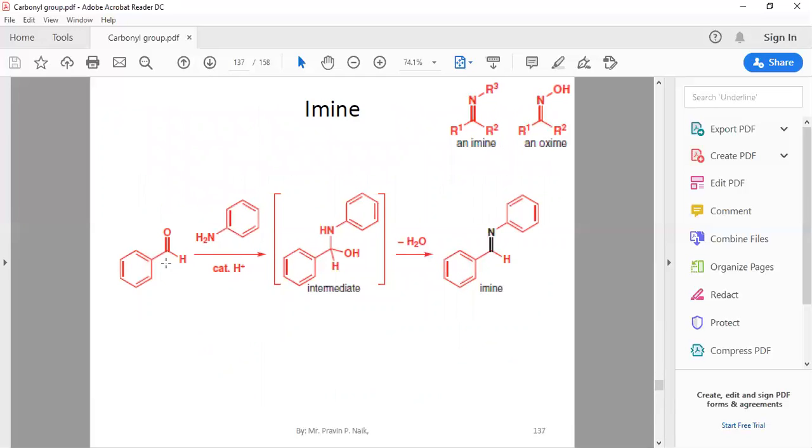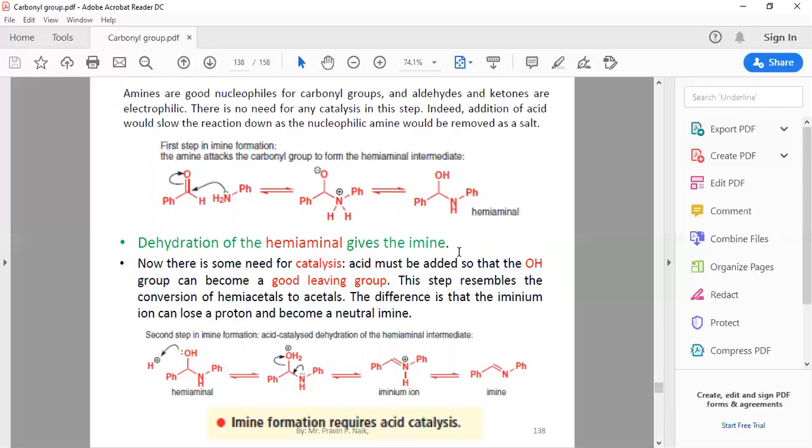You can see here the starting material, benzaldehyde, reacting with aniline. A tetrahedral intermediate is formed, and water is removed to form the imine. In this case, the reaction mechanism is very important. The imine formation requires acid catalysis. If the acid catalyst is not added, then imine formation will not occur. Here is the nucleophilic attack of amine on the carbonyl group, forming this intermediate. Then the hemiaminal formation, where the proton shifts onto the oxygen and forms hemiaminal.